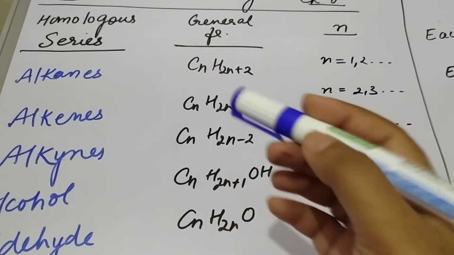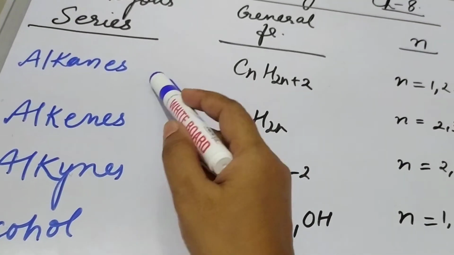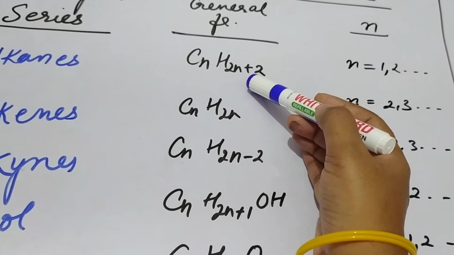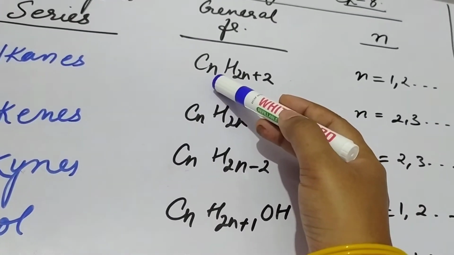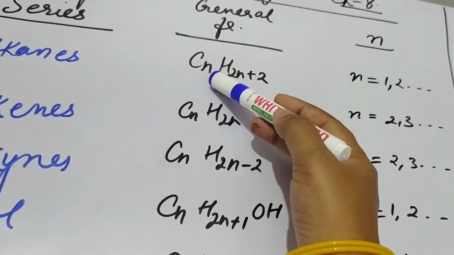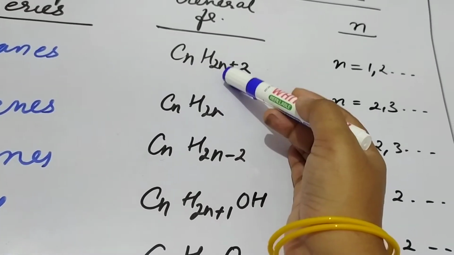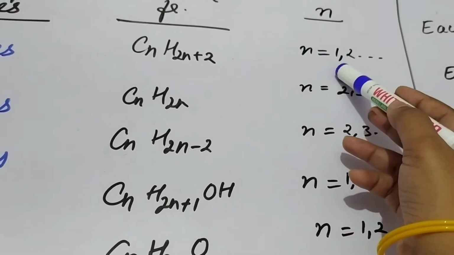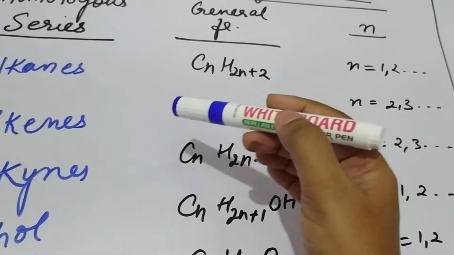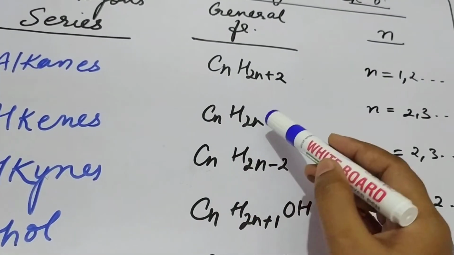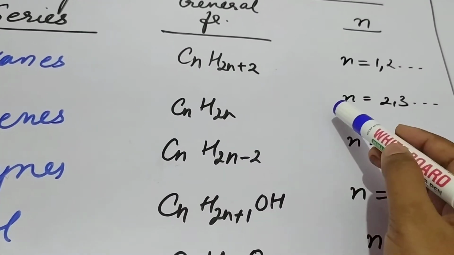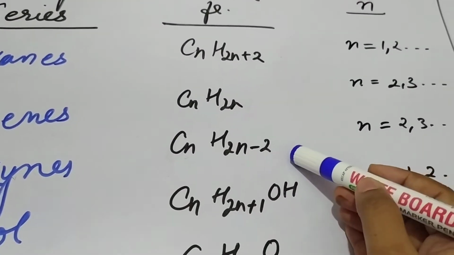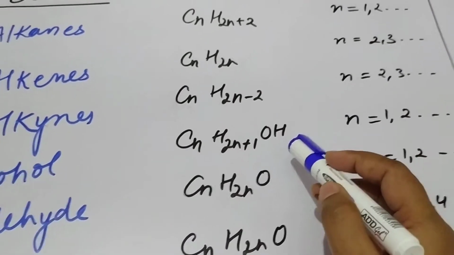Now you can see the first homologous series we have dealt with is alkanes. The general formula is CnH2n+2, and here n represents the number of carbon atoms, and if you know the value of n you can calculate the number of carbon and hydrogen atoms. Here the starting value of n is from 1, 2 and so on. Alkenes, general formula is CnH2n and n value starts from 2. Alkynes, CnH2n-2, here n value starts again from 2.